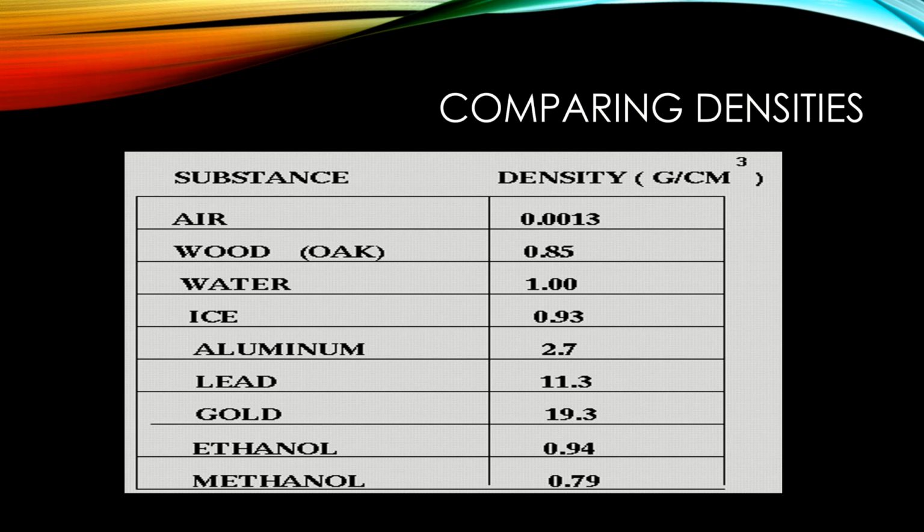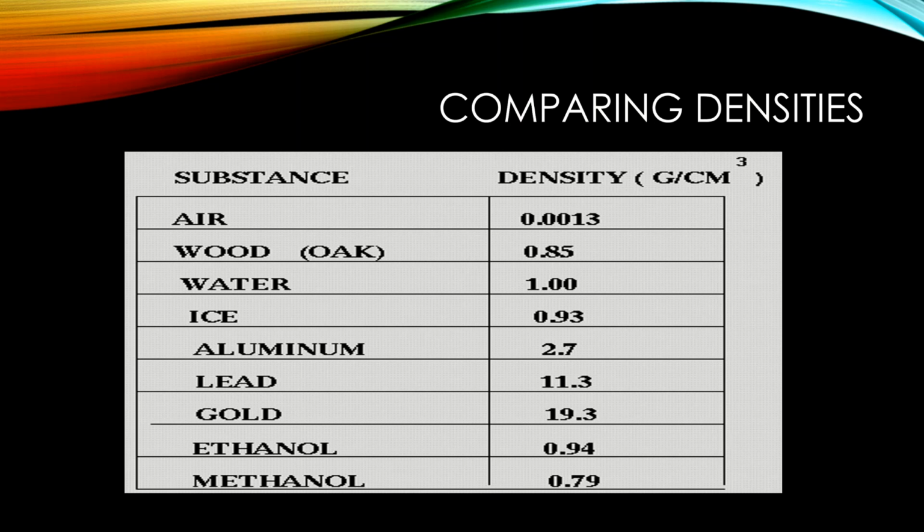Now, ice has a very close density to water, 0.93. If the mass is increased, the density becomes higher, and if the volume is increased, the density becomes lower.